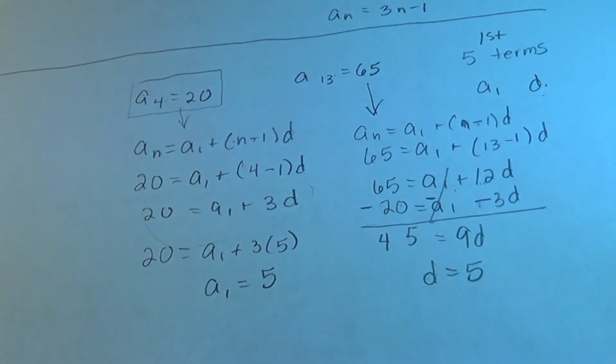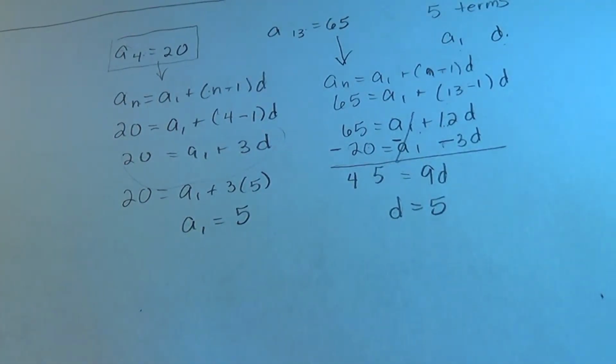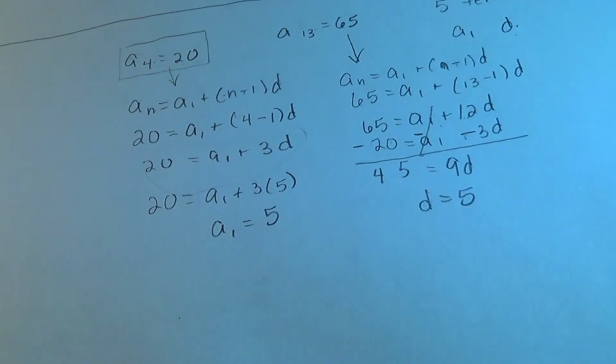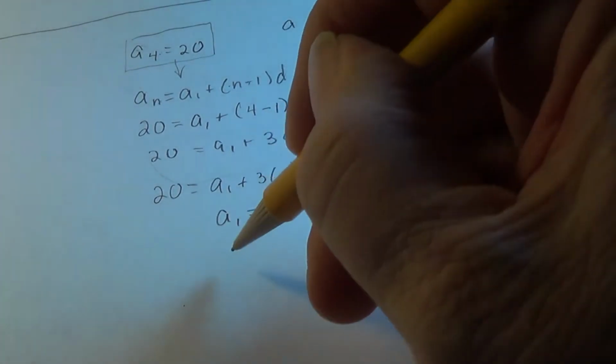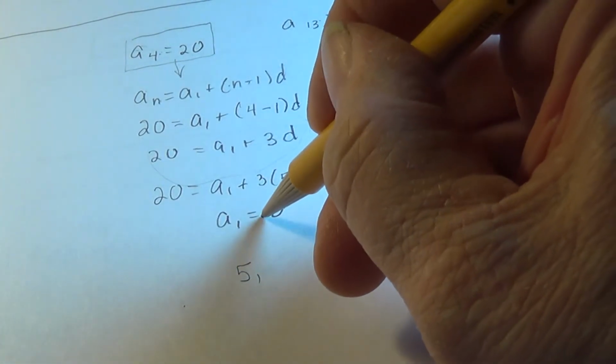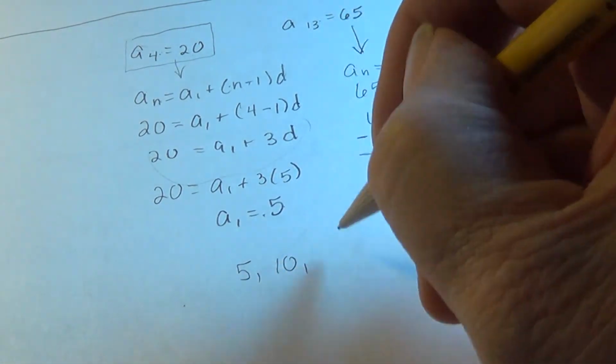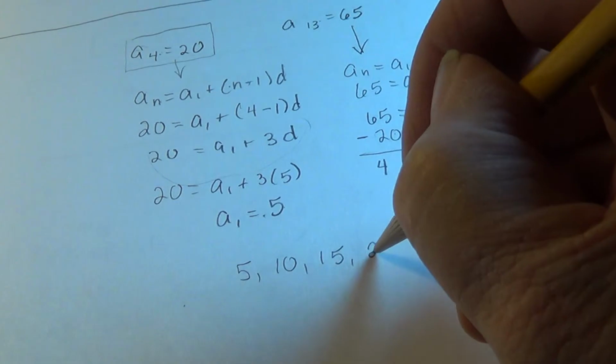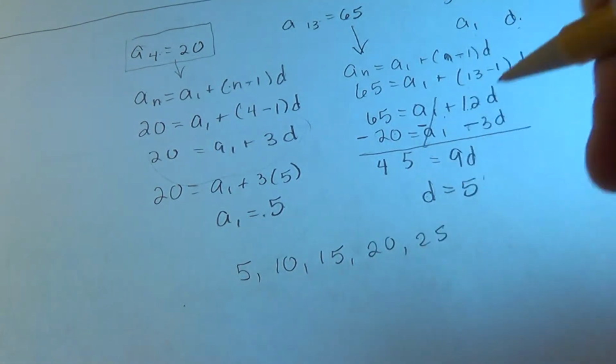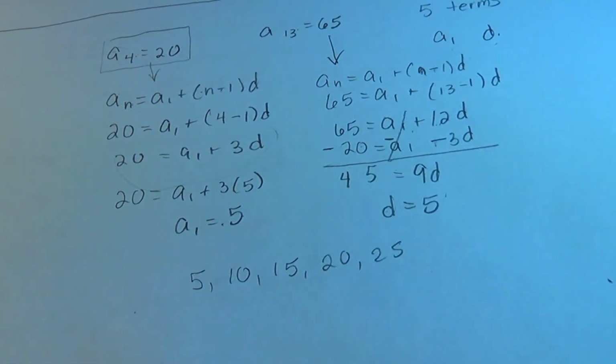All right, so that's kind of interesting. a sub 1 was 5, and so was the common difference. So a sub 1 is our first term. How do we get from our first to the second? We add the common difference, and so on. So I generated the first 5 terms.